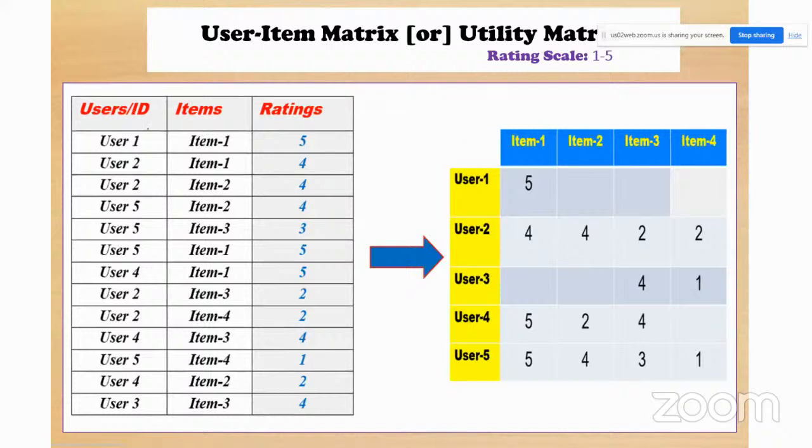So here in the user item matrix, or we can call it a utility matrix, let us assume user ID or user 1 and item 1, and the rating given by user 1 to item 1 is 5. So that means here you can see columns are nothing but items or movies or products, depends on the application. So let us assume product recommendation: item one, item two. Suppose if you are assuming movie recommendation, then columns are movie one, movie two, movie three, like that. And the rows are users, so customers.